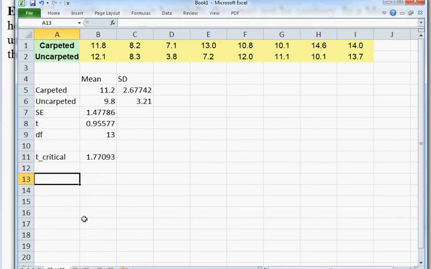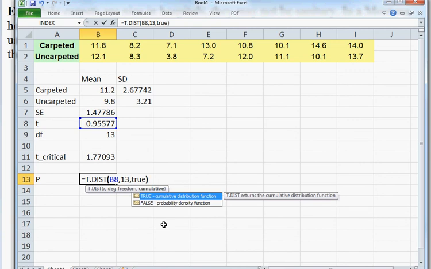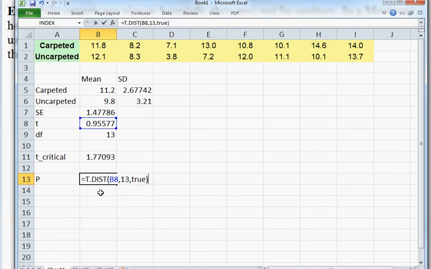The second way of doing this is by figuring out the p-value, and this will be equal to, well, what I'm about to type is incorrect, T.DIST of the t-value with 13 degrees of freedom, and we want it to be cumulative. However, I want the area to the right of this number, not the area to the left, and so I want 1 minus this. So the p-value works out to be 17.8%. That's bigger than our default value of 5%, and so our decision again will be to retain the null hypothesis.